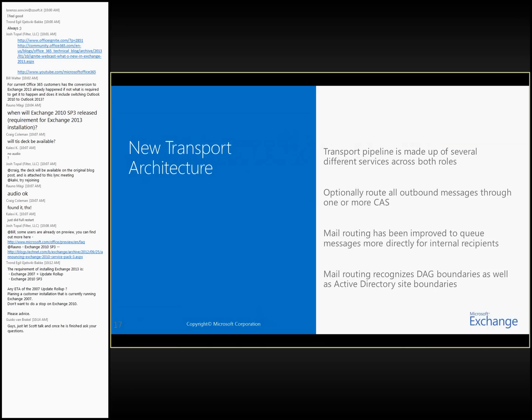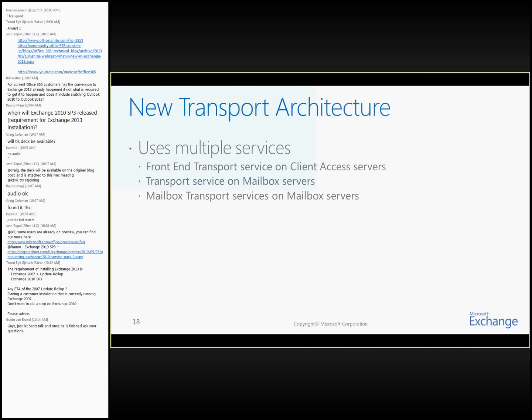In Exchange 2013, the transport pipeline is comprised of multiple services across both server roles. In addition, mail routing has been improved to queue messages more directly for internal recipients and to use DAGs as a delivery group in the same way AD sites are used as delivery groups in previous versions. The new transport architecture uses multiple services on both server roles.